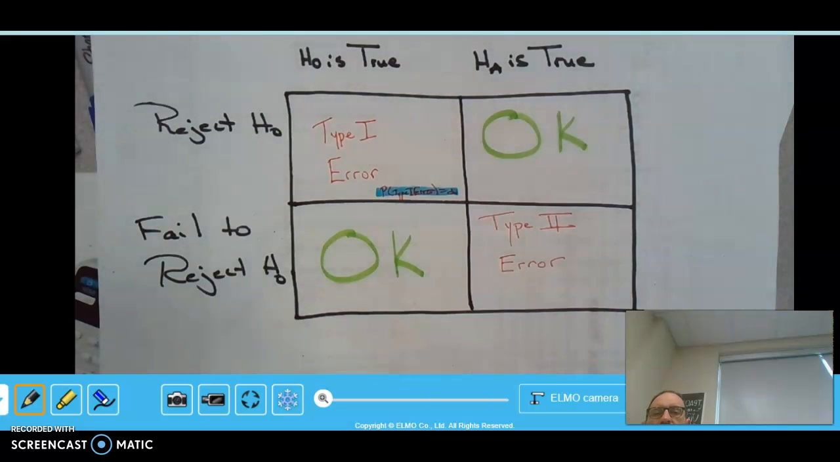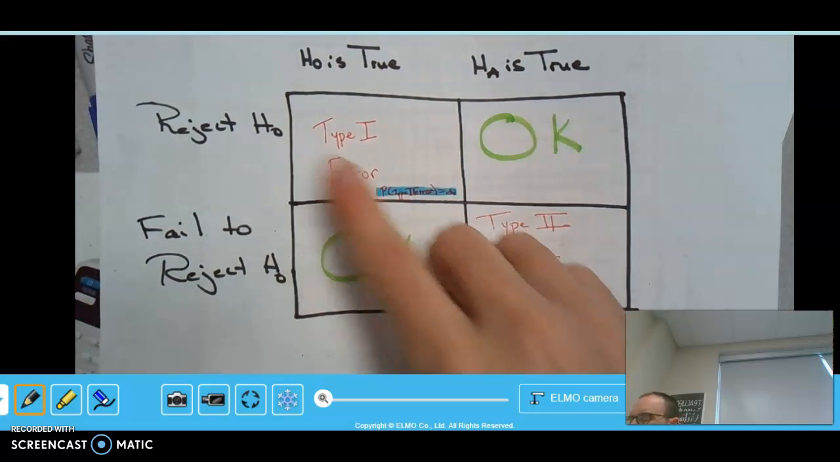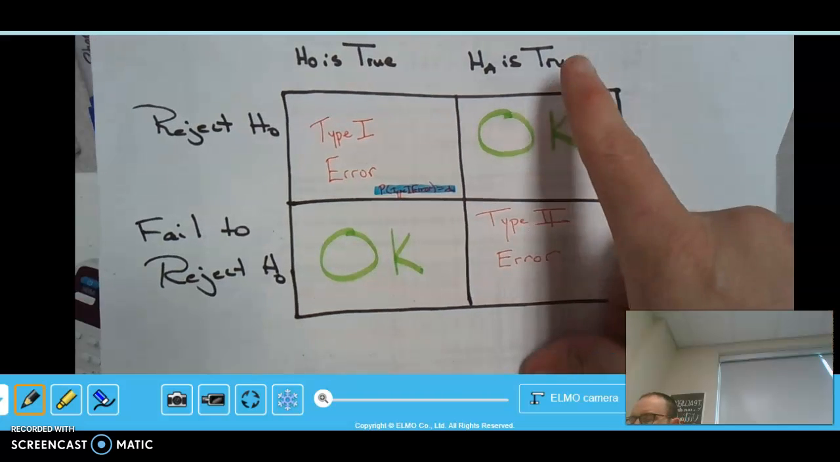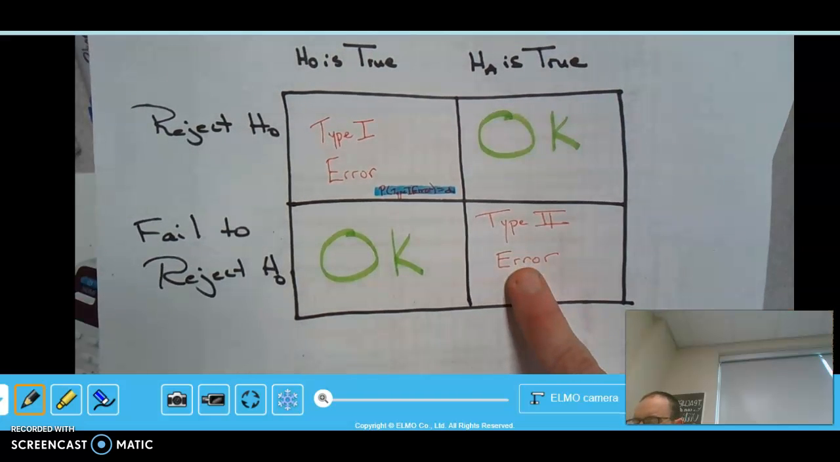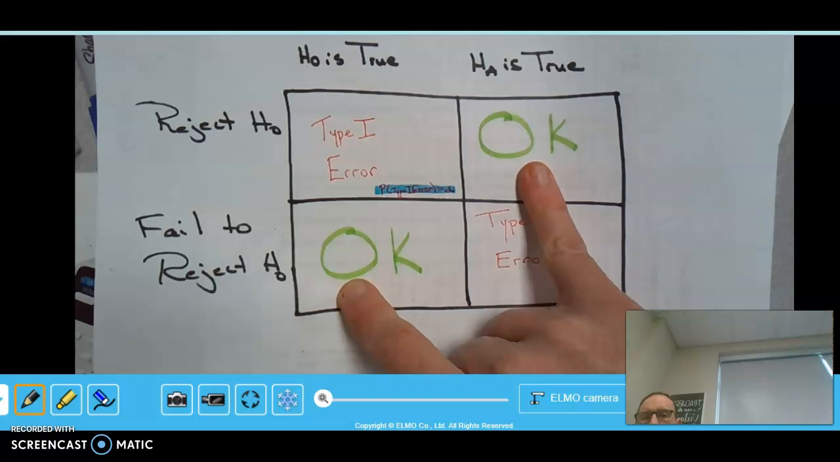An alternative way to summarize the previous slide would be the four boxes we see here. If the null is true and we reject it, that would be an error. We call that a type 1 error. If the alternative is true and we fail to reject the null, then that means we've made a type 2 error. And the other two boxes here are good.